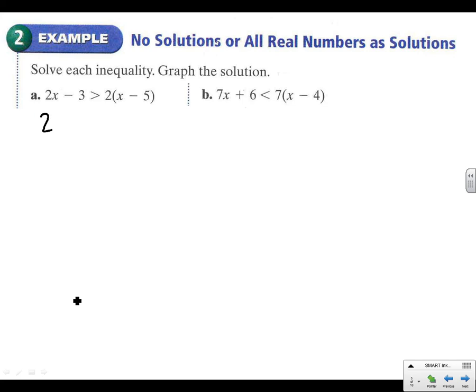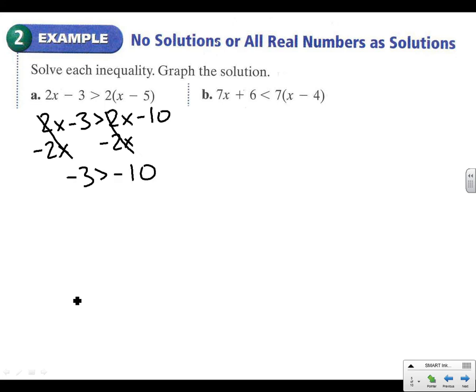I'm going to clean up our parentheses first. 2x minus 3 is greater than 2x minus 10. Let's start by subtracting 2x. Well, that cancels out both sides. All of a sudden, negative 3 is greater than negative 10. And so we need to ask ourselves, is that true?